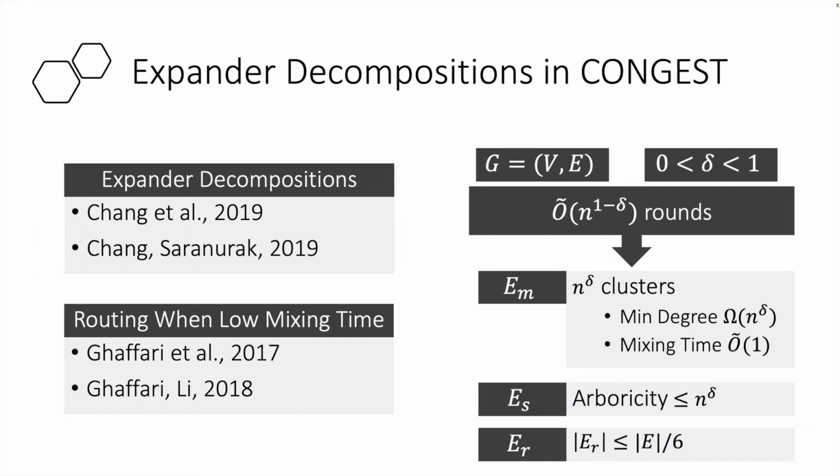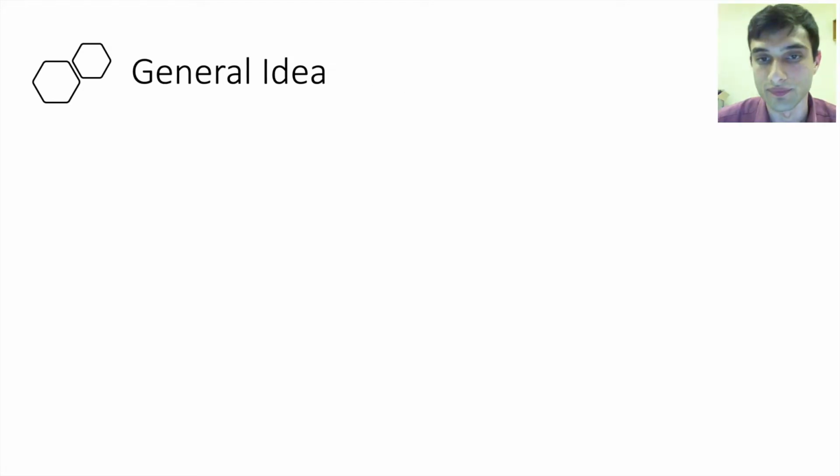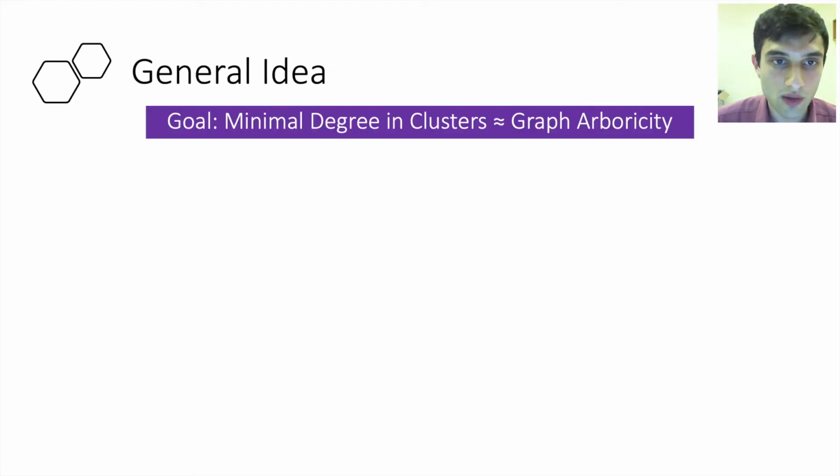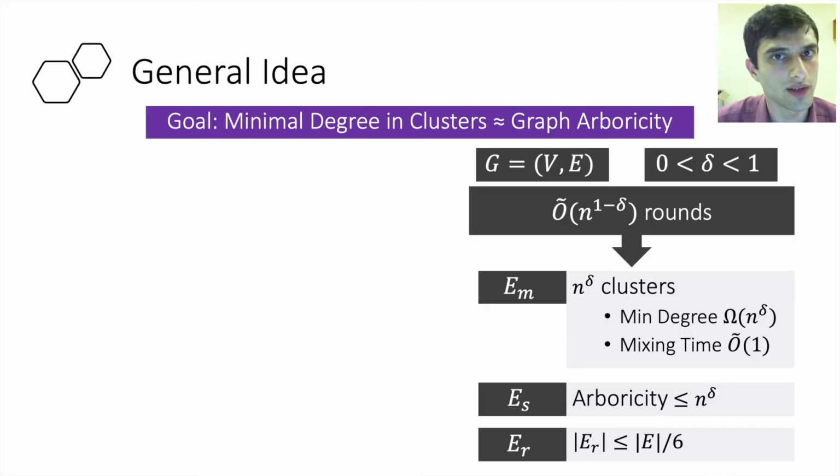We need this minimal degree inside the clusters in order to be able to deal with all the information that's coming from outside. Because if we don't know the minimal degree of the clusters themselves, we can't say that they'll be able to deal with the information which enters them. And so, while the first expander decomposition in CONGEST did not intend to have this arboricity factor and the minimal degree factor, we benefit from this in a surprising way. The general idea that we follow is to make sure the minimal degree in the clusters is roughly equal to the graph arboricity. Well, how can we achieve that?